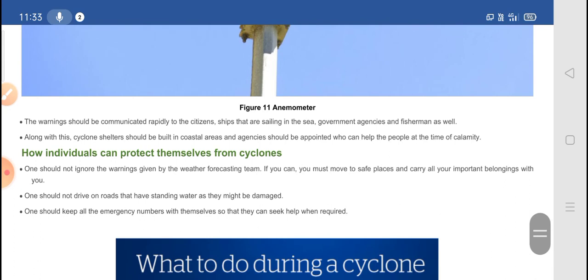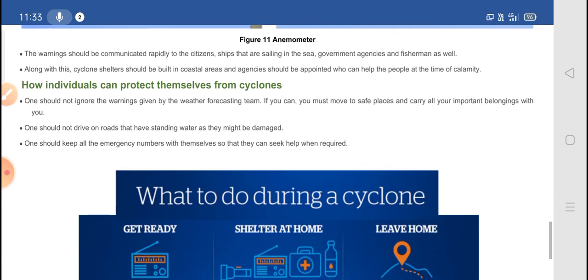Now the warning should be communicated rapidly to citizens, and to ships that are sailing in the sea, government agencies and fishermen as well. Now, along with this, cyclone shelters should be built in coastal areas, and agencies should be appointed who can help the people at the time of the calamity. So these are the things about the anemometer.